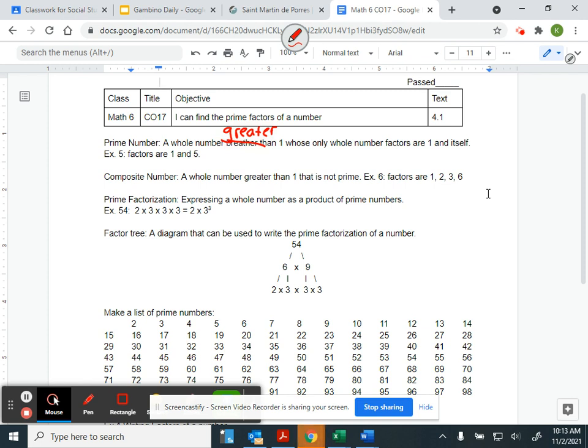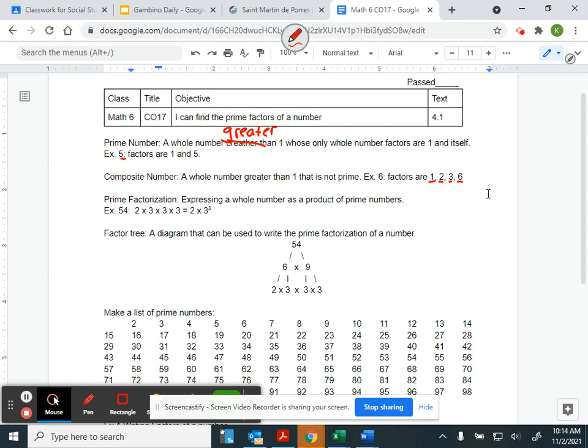Prime whole number greater than 1, whose only whole number factors are 1 and itself. So if we look at 5, its factors are 1 and 5. There's no other factors to it, so it has to be a prime number. A composite number is a whole number greater than 1 that is not prime. So an example would be 6. We have 1 and 6, but we also have 2 and 3 as factors. So prime numbers, only itself and 1 are the factors that multiply into it. Composite numbers have other numbers you can multiply together.